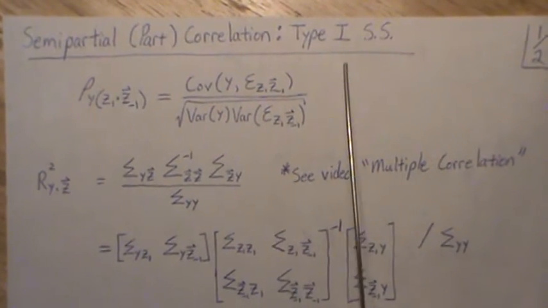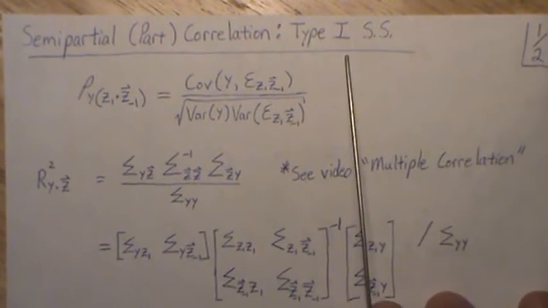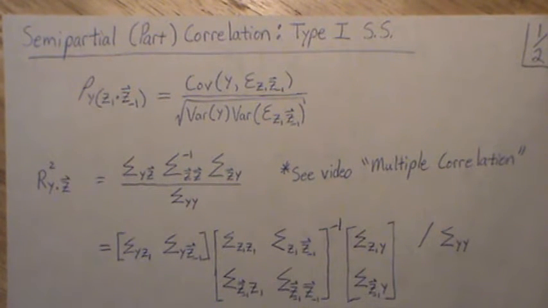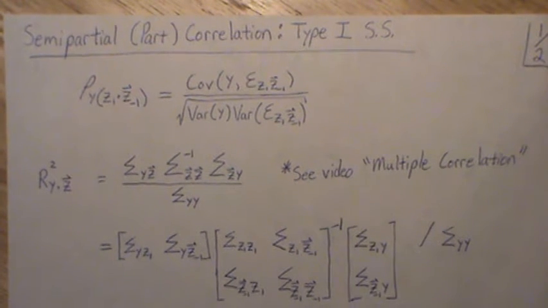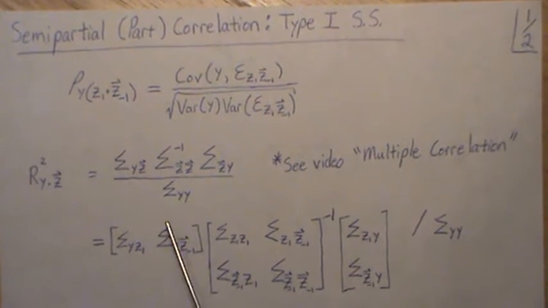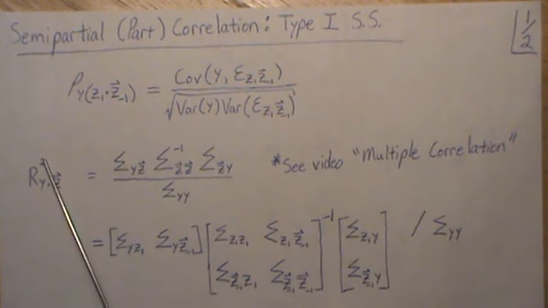In this video, I wanted to show the relationship between semi-partial correlation and type 1 sums of squares. And to me, it's an intriguing result. Now, to do this, first of all, we're going to look at the multiple correlation coefficient, squared.